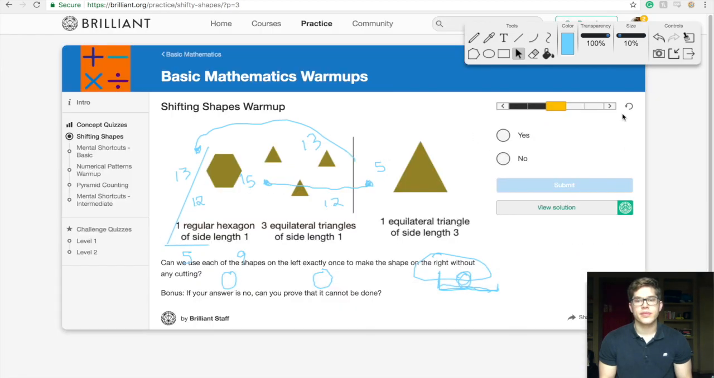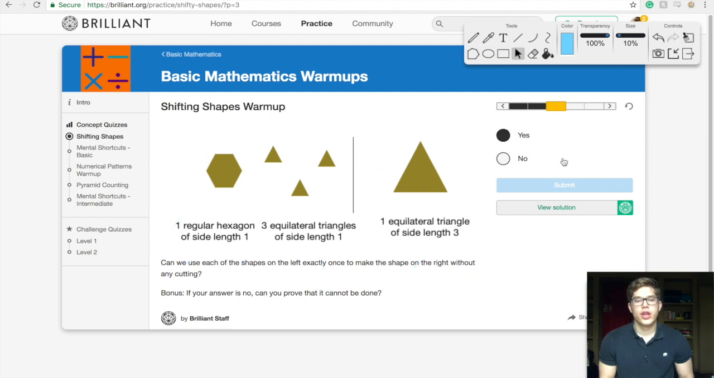Awesome. Clear our board. So here we have one regular hexagon and 3 equilateral triangles. A regular hexagon just means each of its sides are the same. So all of these sides are equal, and equilateral triangle means the same thing. All these triangle sides are equal, and also the angles are equal.